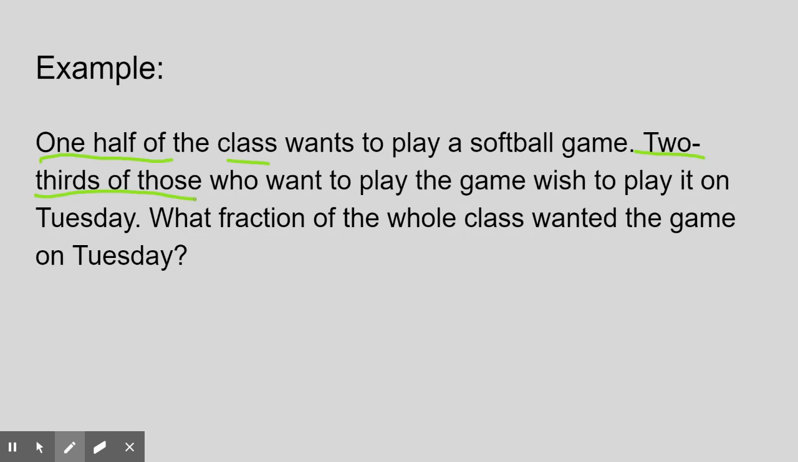I would go through and underline important information. So we know 1/2 of the class wants to play softball. 2/3 of those, so referring to that 1/2, want to play the game on Tuesday. Well, we know that the whole class doesn't want to play, but half does. And then 2/3 of the 1/2 want to play on Tuesday. So if I was to set this up, I have 2/3 of 1/2. Now I can just multiply straight across. 2 times 1 gives me 2. 3 times 2 gives me 6.